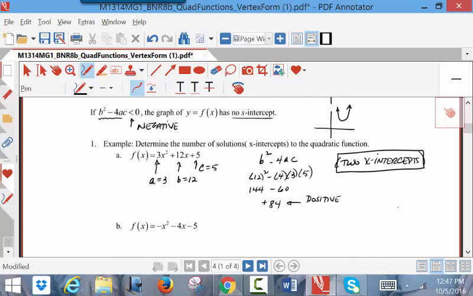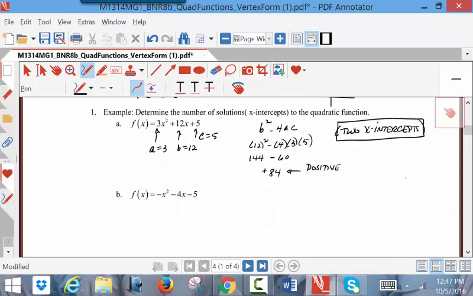Okay, so let's try another one. Same question: determine the number of x-intercepts or solutions that this function in part B is going to have. I have no clue, but I do know that a is -1, b is -4, and c is -5. So I come over here and I compute b squared minus 4ac.